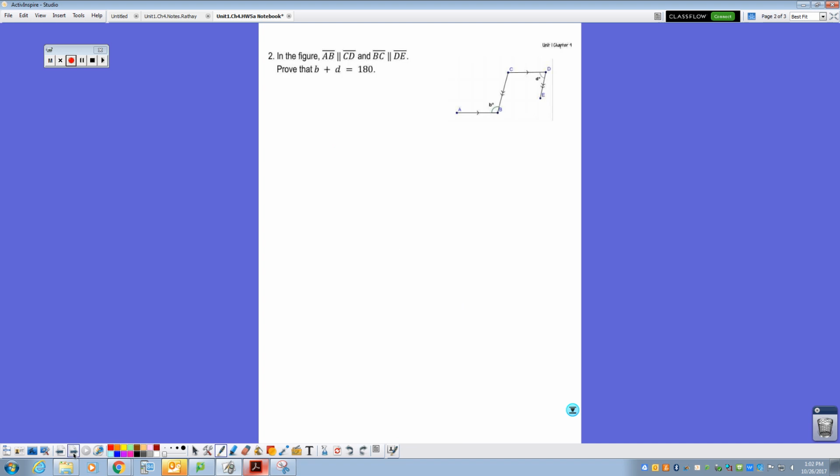All right, our second question. AB is parallel to CD. Let's check it out. Here are my lines. Here's my transversal.